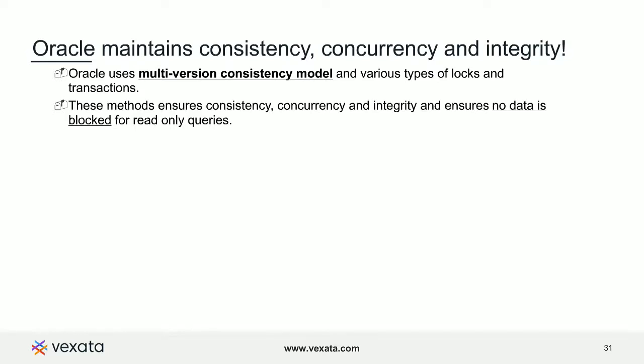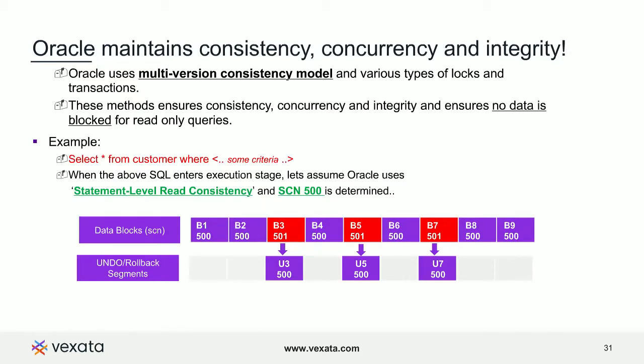So here, Oracle maintains consistency, concurrency, and integrity. Let us see how it does. Oracle uses a multi-version concurrency model and various other types of locks and transactions. These methods ensure that consistency, concurrency, and integrity are maintained all the time, and most importantly, they ensure no data is blocked for read-only queries.